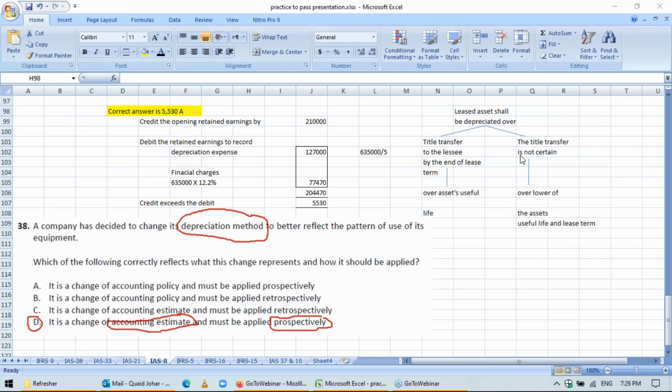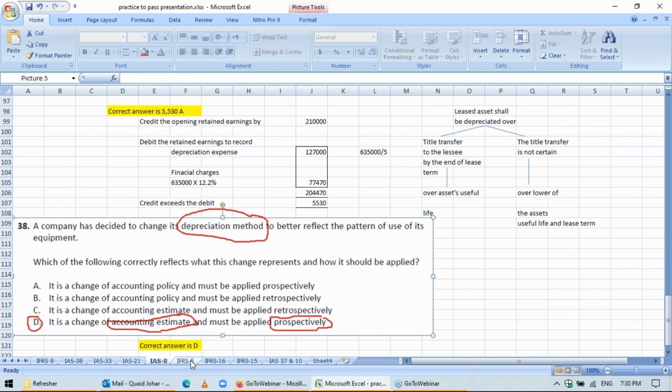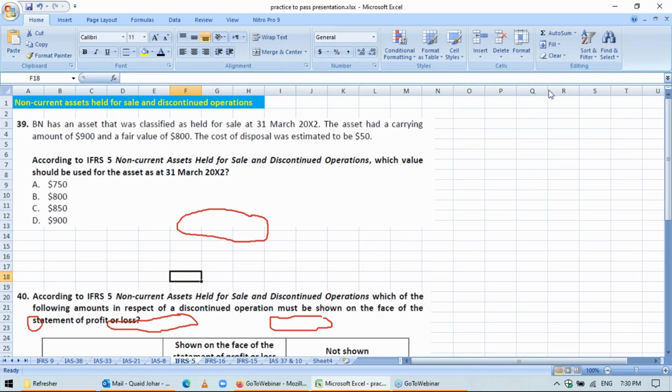Okay, students. So let's move on. Let me write down the answer first. The correct answer is D. Okay, students, let's move on to IFRS 5 now. Next one is IFRS 5.